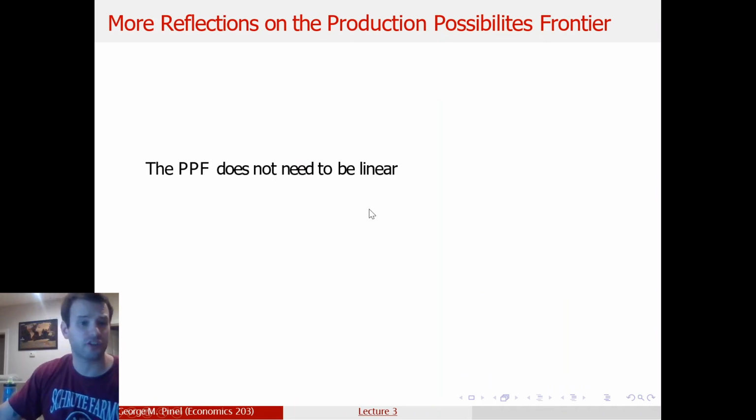And in your textbook, it's not going to be shown to be the case either, because your textbook isn't going to give you quantitative examples where it becomes more complicated to have curved slopes. Okay, so the PPF does not need to be linear.